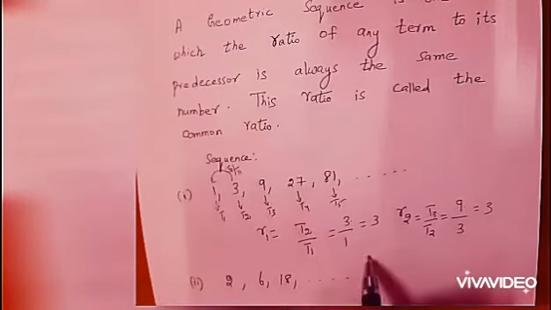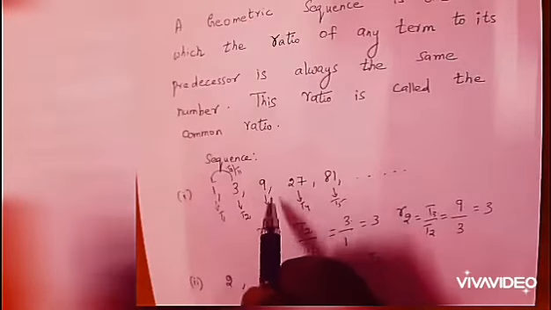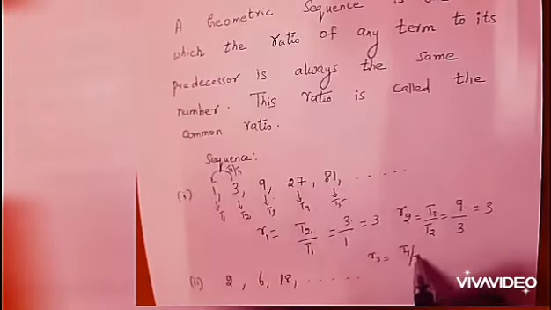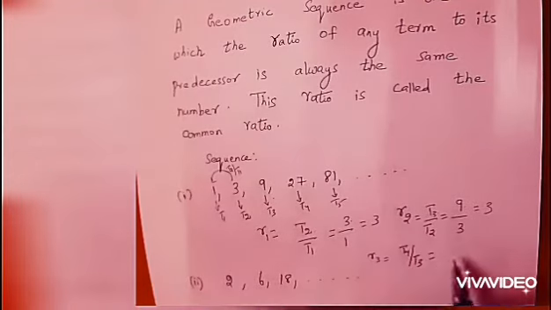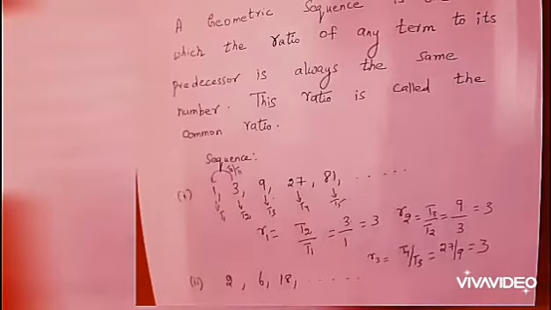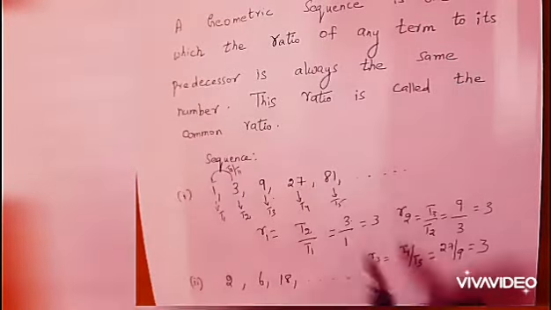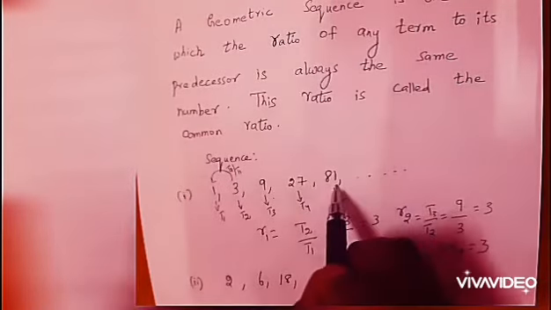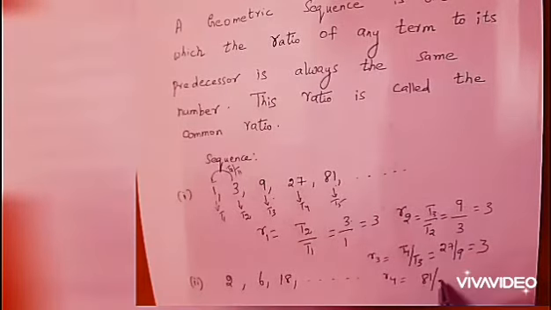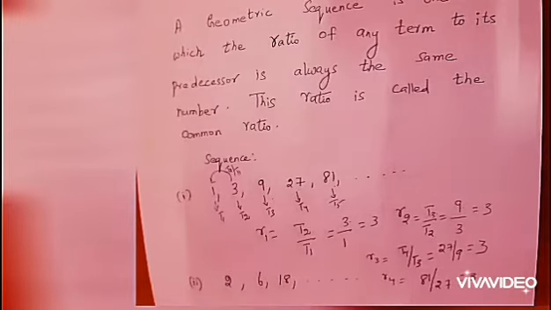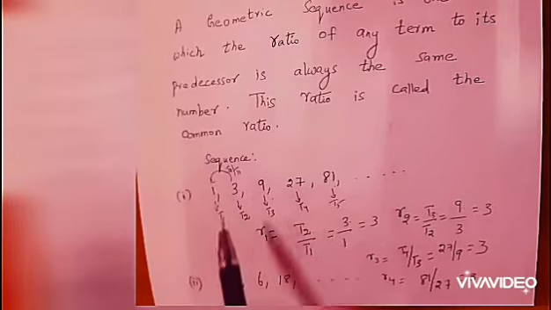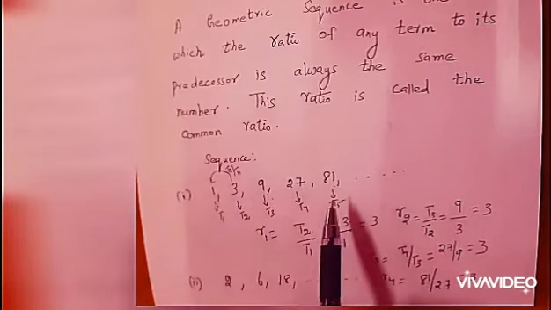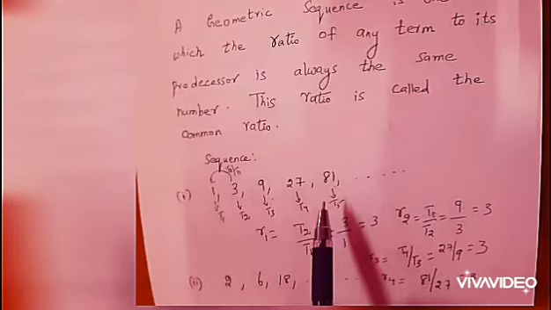Okay, students. Similarly, next we will find T4 by T3. So 27 divided by 9 will give you exactly 3. Similarly, next one, 81 divided by 27, again 3. Okay, so it has the same common ratio. So this sequence is called a geometric sequence.